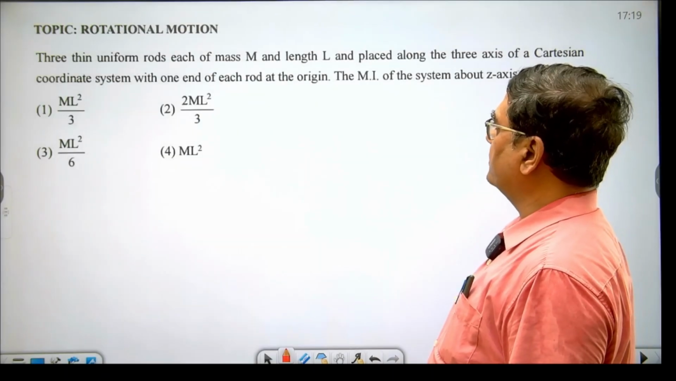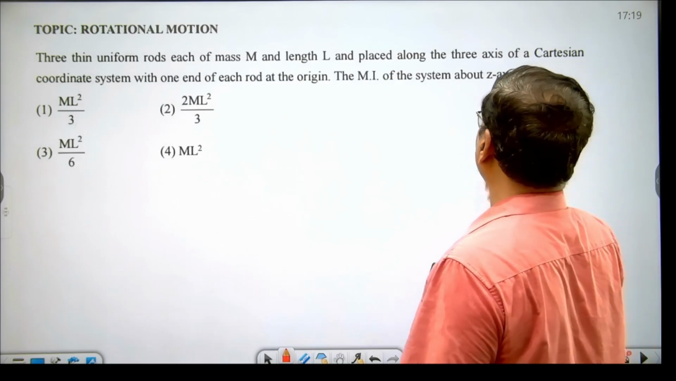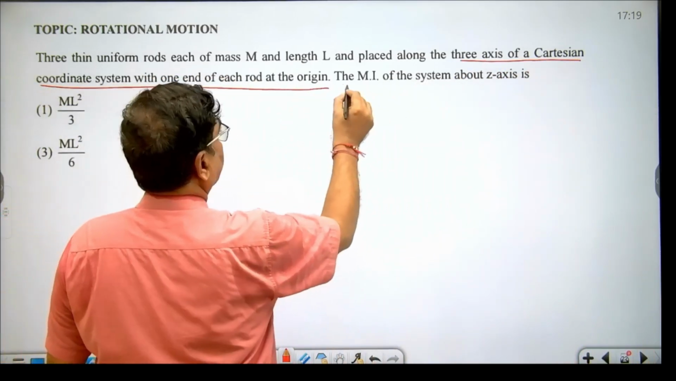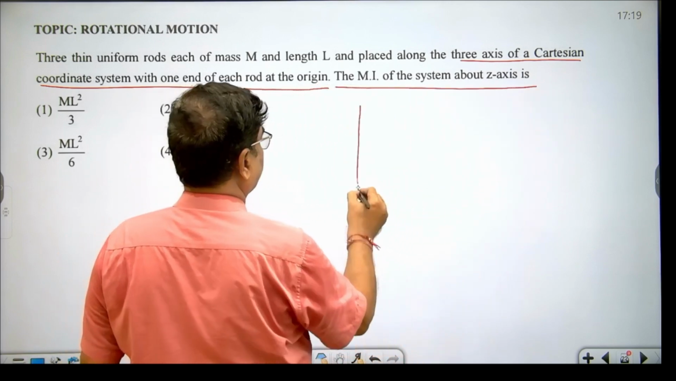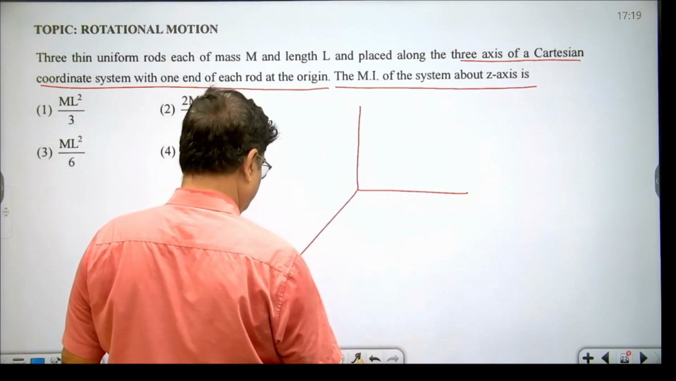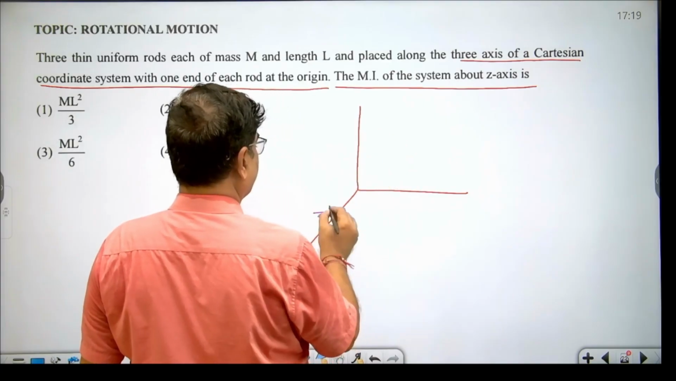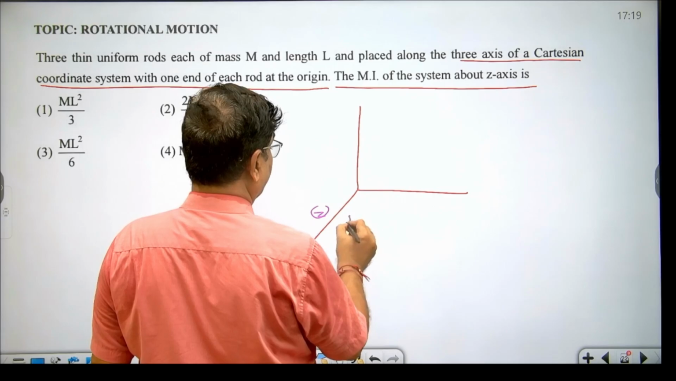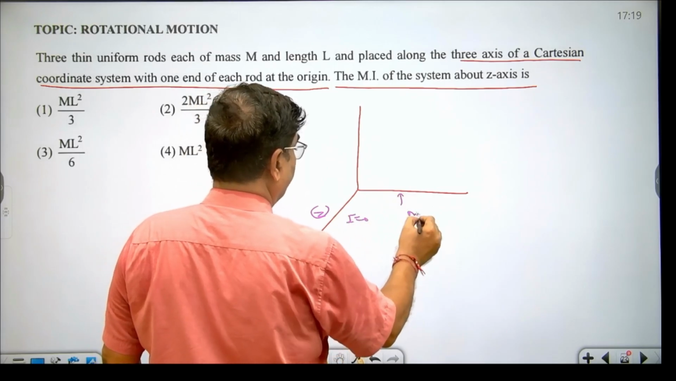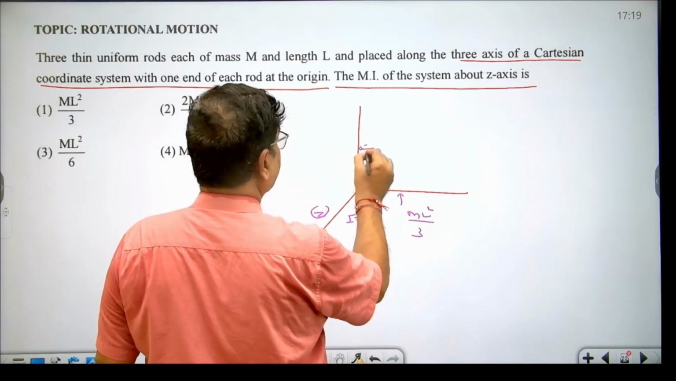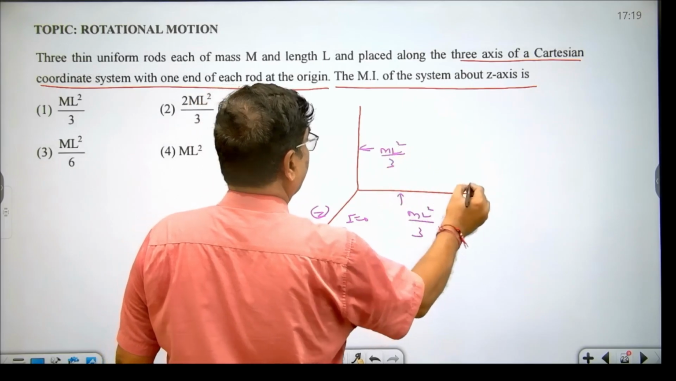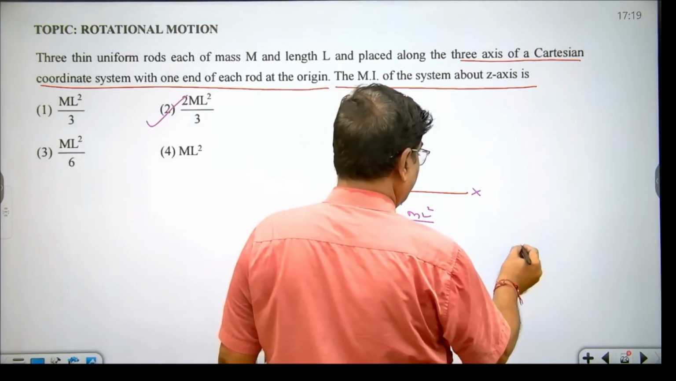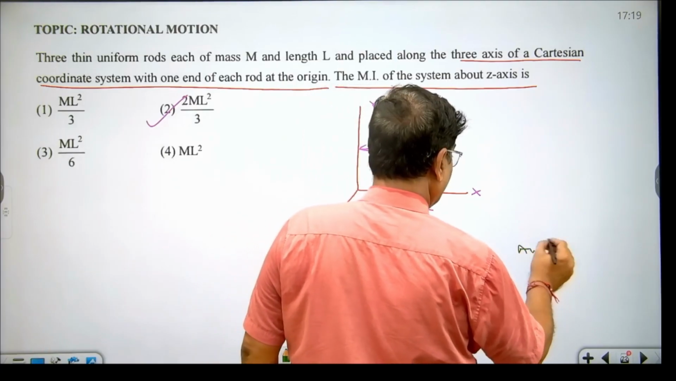3 thin uniform rods, each of mass m and length l, are placed along the 3 axes of a Cartesian coordinate system with one end of each rod at the origin. The moment of inertia of the system about z axis. See, if this is z axis, moment of inertia of this will be 0, because the axis is passing through this. And for this it is ml square upon 3. And for this it is also ml square upon 3. This is x, this is y. Okay, so answer is 2ml square upon 3. So out of 4 choices, the correct choice is option 2.